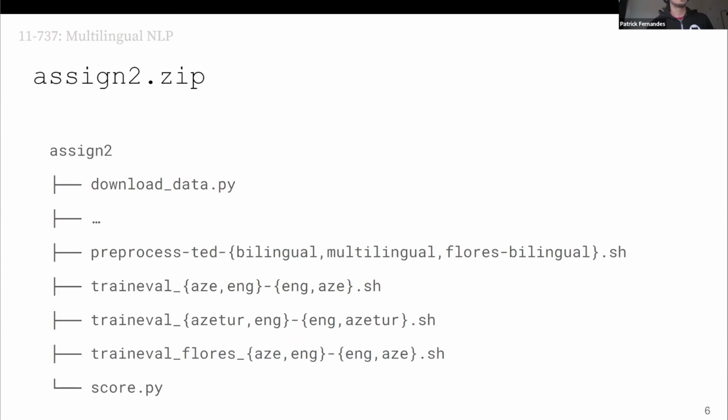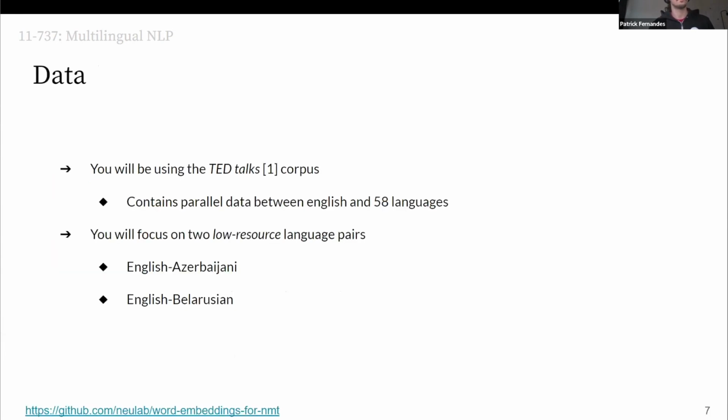So the assignment is a collection of scripts which will pre-process your data, train your data, and score your data. We'll go over them in a few slides. For data, you'll be using the TED Talks corpus, which contains parallel data between English and 58 languages, and you'll focus on 2 low resource language pairs, English-Azerbaijani and English-Belarusian.